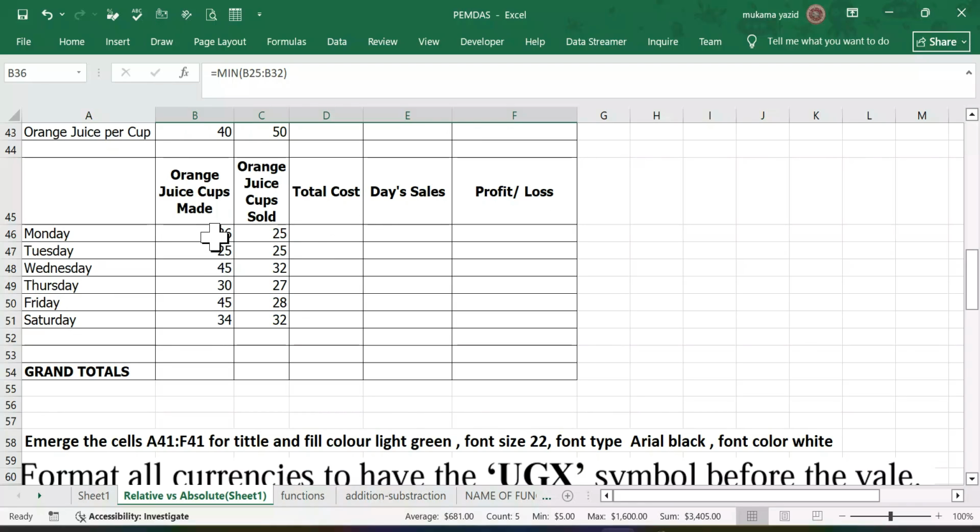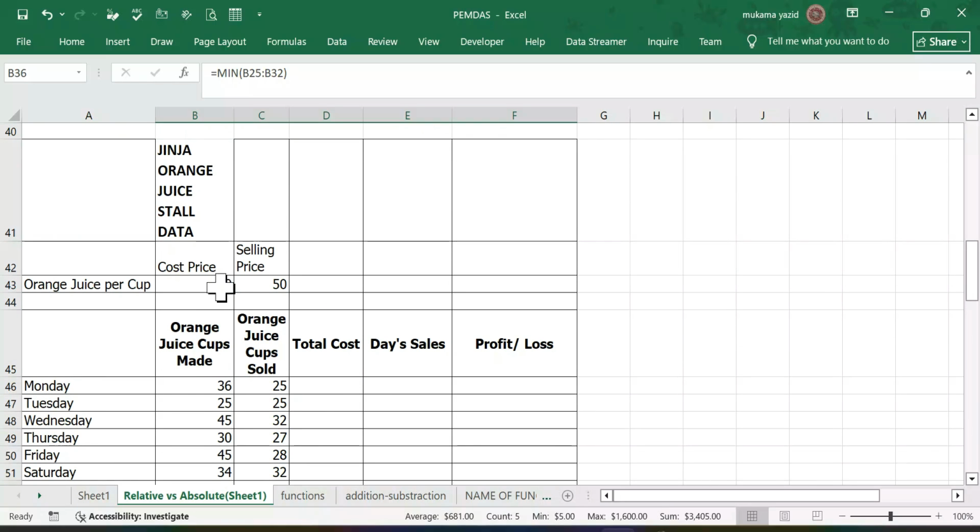So we have the oranges, the cups we managed to make. But remember, to make one cup costs you 40. On Monday we made 36. If to make one cup is 40, and we made 36, then to get the total cost of these 36 cups, it is 36 times 40, because one cup costs you 40. That is the total cost we are going to get.